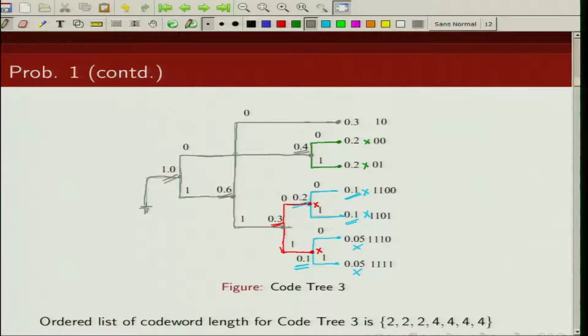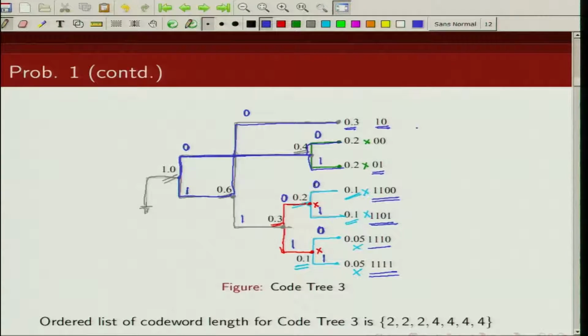Now if we look at the code words here, again we label each of these branches by 0 and 1. So you can see the code word corresponding to this is 1, 0. The code word corresponding to this is 0, 0. This one's code word is 0, 1. So similarly you can find out this one has code word 1100, 1101, 1110 and 1111.